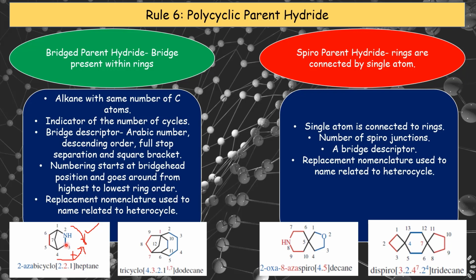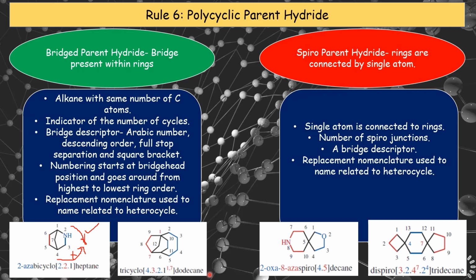The name will start with bicyclo, because due to this bridge position 2 cyclic systems are formed, and the bridge descriptor will be written as 2.2.1. Total 3 bridges are present. And we have to write the bridge atom counts in descending order. So we can see that here 2 bridge atoms are there, then 2, and here 1 bridge atom is there. So the numbering will be 2 full stop 2 full stop 1, and the whole thing will be enclosed in square brackets.